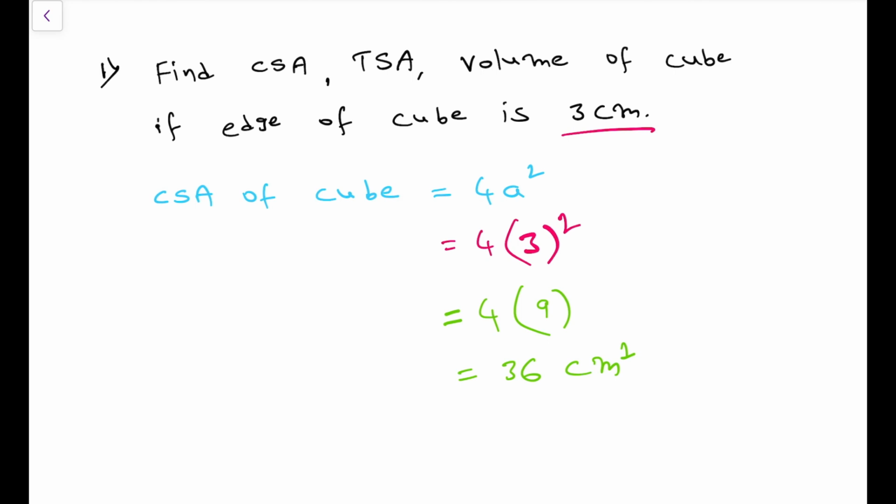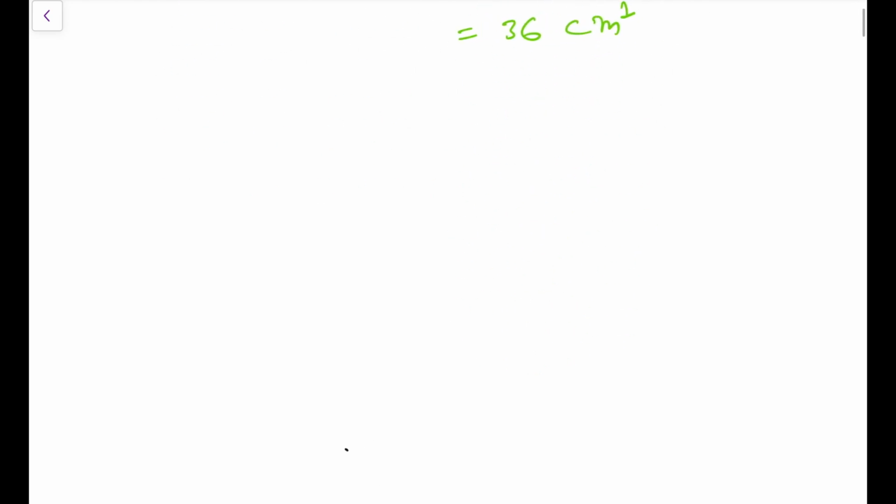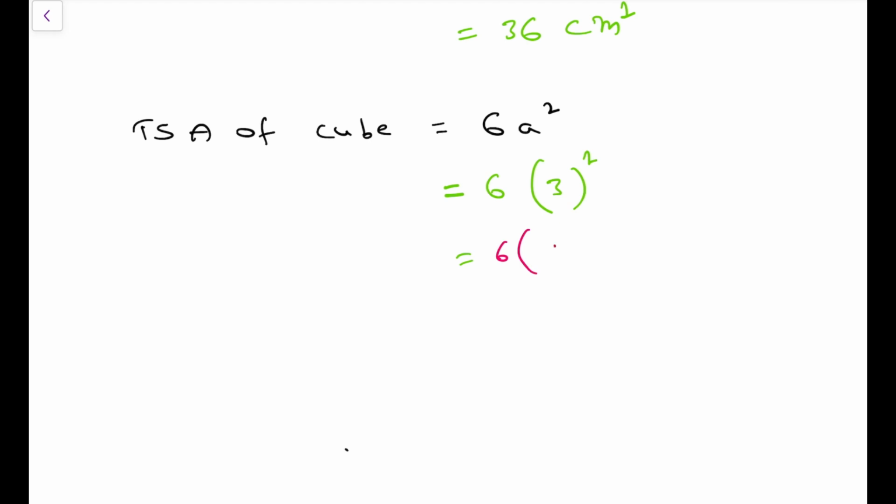Next, let us find out TSA. What is the formula for TSA of a cube? TSA of a cube equals 6a square. That is equals to 6 into a, where edge of the cube is given as 3. Square as it is, which is equals to 6 times 3 square. 3 3s are 9. 9 times 6, 9 6s are 54. Units are given as centimeter and we are finding area. So this will be centimeter square.